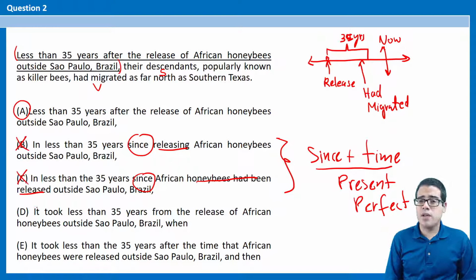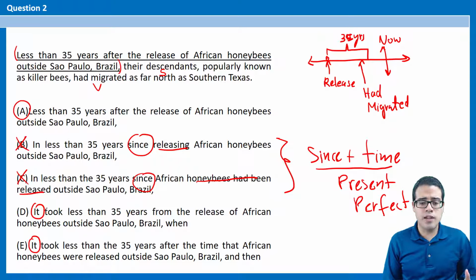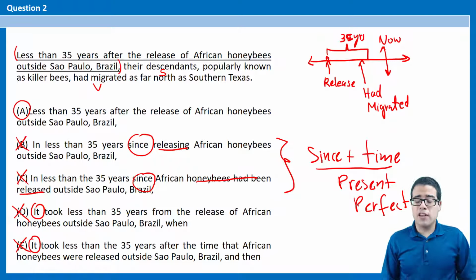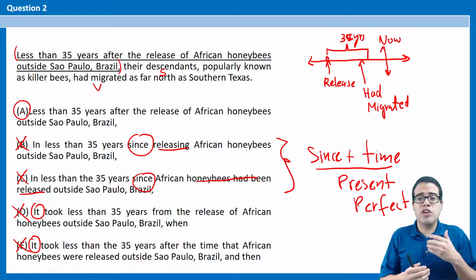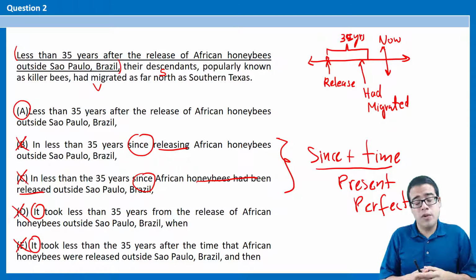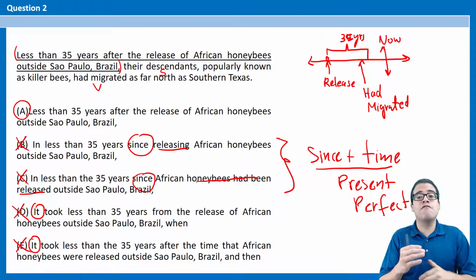Now, what about D or E? Well, look at the it at the beginning. What is the referent of it? It took less than 35 years. What took less than 35 years? The same thing happens in E. It does not have a referent. Okay, so A works. But a lot of people ask me, how could A be correct if there is no other action in the past? Well, the truth is that there is no other action in the past, but you have an event.